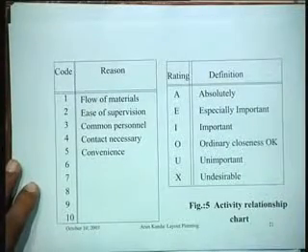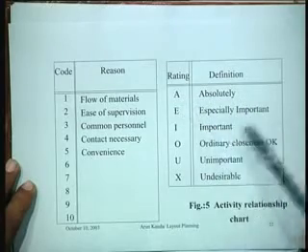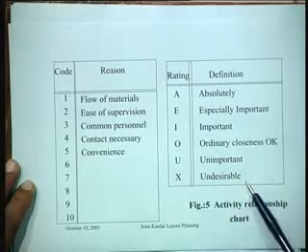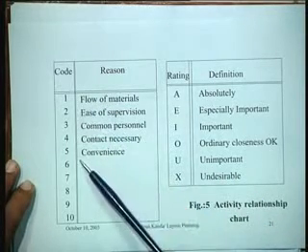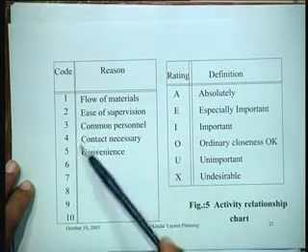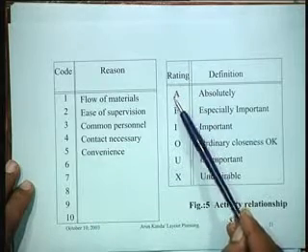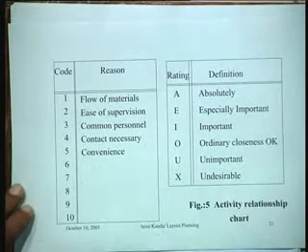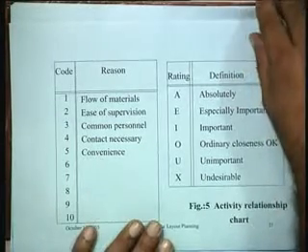Basically the question that you are asking, when we are talking about these ratings, is A absolutely essential, E especially important, I important, O ordinary closeness okay, U unimportant and X undesirable. And when you are giving any rating, it could be for various reasons for which you could give a code, like flow of materials, ease of supervision, common personnel, contact necessary, convenience, or something else. So when you give a rating, you might see whether it is for this reason or that reason or whatever. That's the idea. On the basis of this information, we can develop what is called an activity relationship chart.